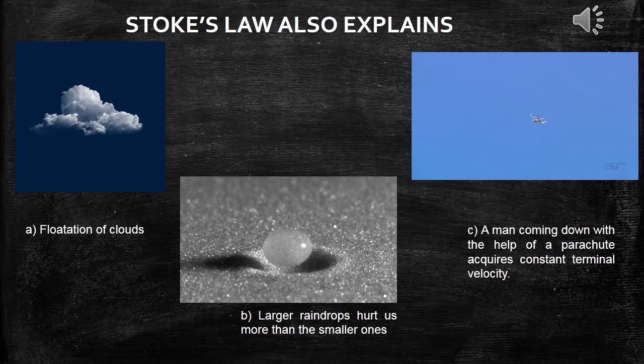In the third example, a man coming down with the help of a parachute acquires a constant terminal velocity. Finally, he is landing on the ground safely.